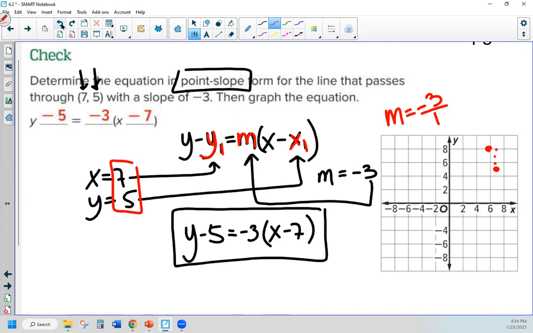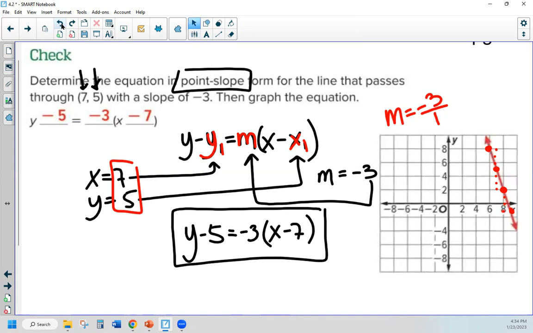Here's my point. I'm going to go down 3: 1, 2, 3, to the right 1. There's my point right there. I'm going to go down 3 more: 1, 2, 3. And again to the right 1. Let's make sure this line is good. Ooh, nice. All right, there we have it. We are good to go.